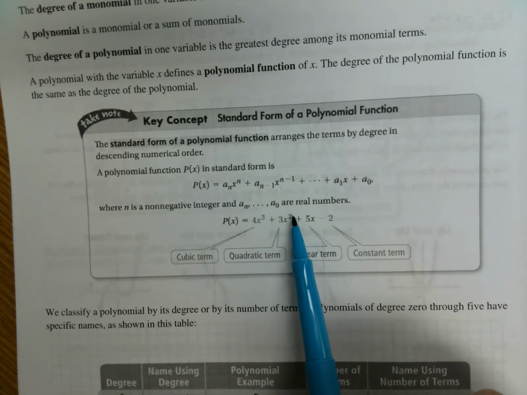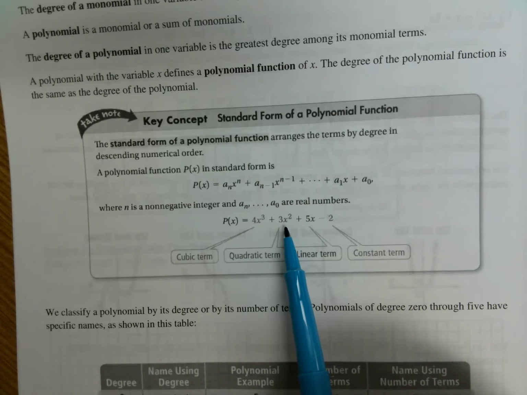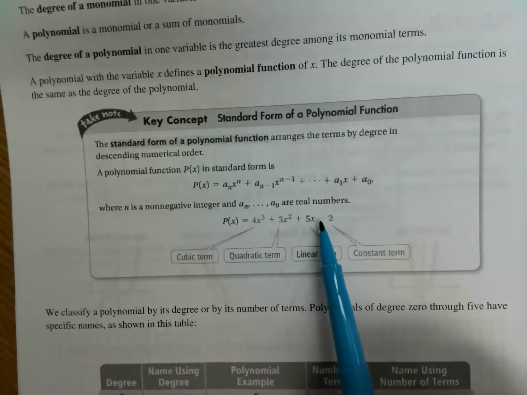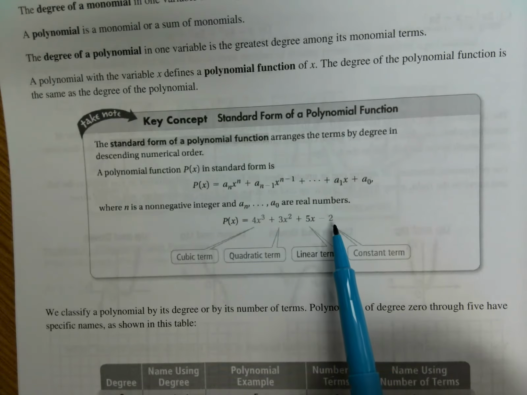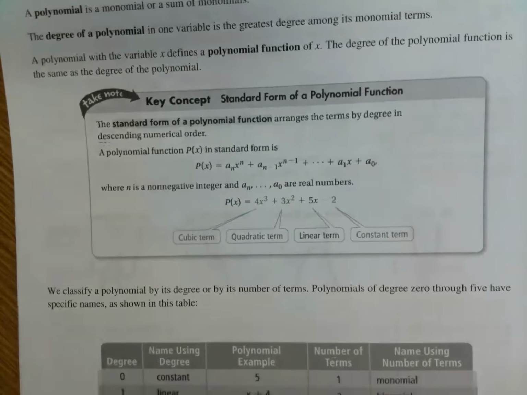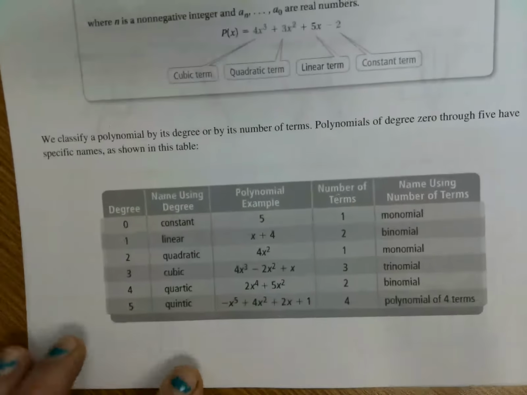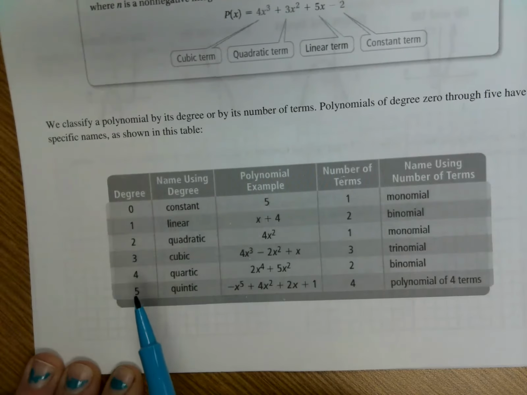Right here, because of this 2, that would be a quadratic term, okay? This, because there is no number here, would be linear, and this is constant, meaning this will never change. This is going to be a -2 no matter what. So it'd be a good idea to highlight this. This is basically a chart that we can always reference back to.